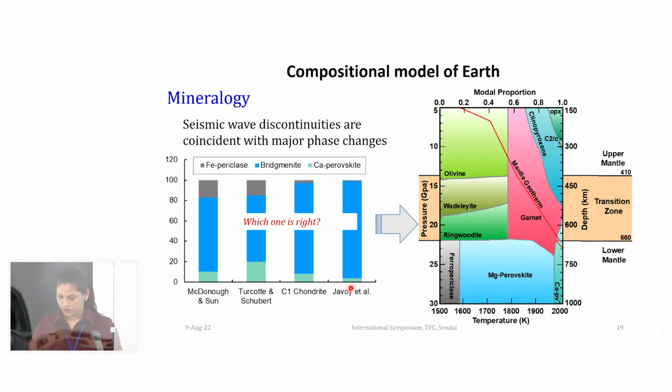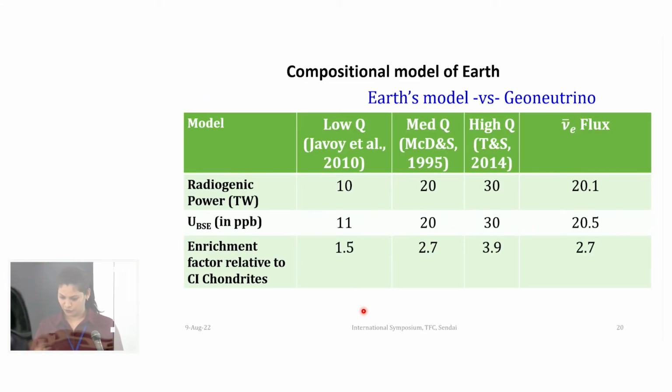Here also, I will just quickly go through these numbers. Remarkably, from low Q to high Q, the uranium concentration in the BSE is very similar to what we see in terms of power. So this is 10, 20, 30 for low to high, and similarly you have uranium concentrations of 11, 20, and 30. So this is where the various models lie.